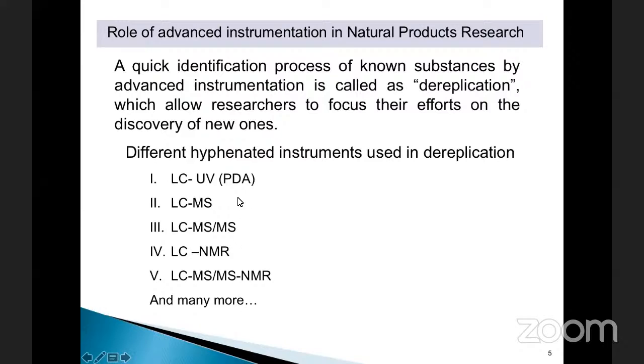So these methods have an advantage that you get some information about the molecule, and that is the beauty of these methods. In the case of mass spectrometer, you get the molecular weight. There is one more technique which I have not mentioned, which is LC-HRMS, a high resolution mass spectrometer. In that case, you get accurate mass information. Accurate mass information is nothing but the mass up to 3 or 4 decimal places.